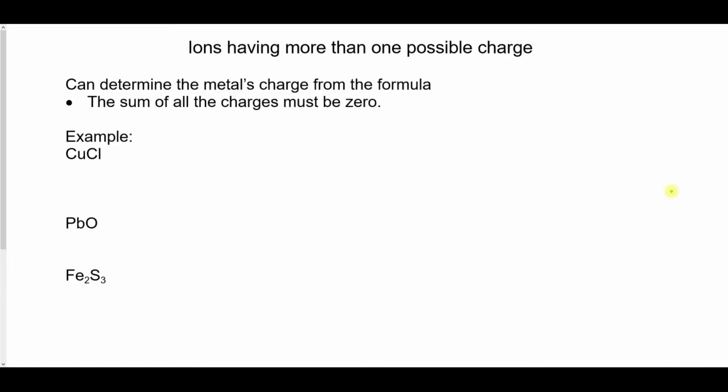If we have the formula, we can determine the metal's charge. Since there is no overall charge, the sum of all of the charges has to be 0. We recognize copper can have multiple charges, and we don't know which one is used here, so we put that as an X. And then chloride has a -1 charge. That tells us that X is 1, and so this is copper chloride, copper 1 chloride.